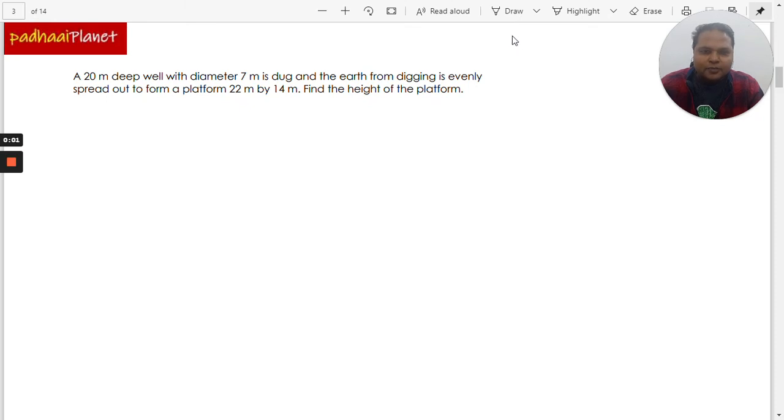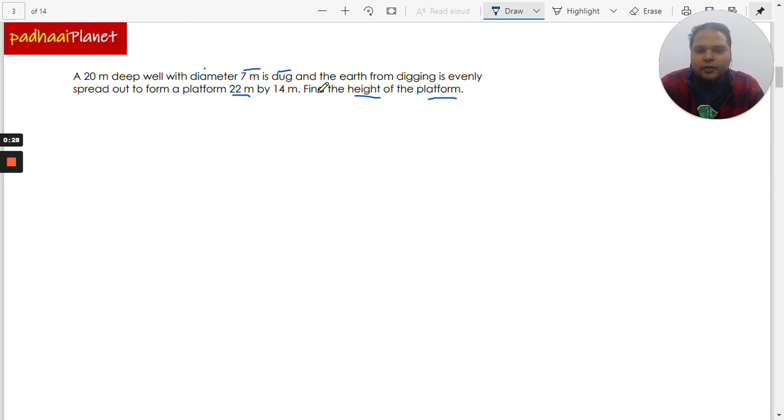Hi, welcome. So we have got another question from surface areas and volumes, and the question says that a 20-meter deep well with diameter 7 meter is dug, right? And the earth from digging is evenly spread out to form a platform with these dimensions, 22 meter by 14 meter, and we need to find out the height of the platform, right?